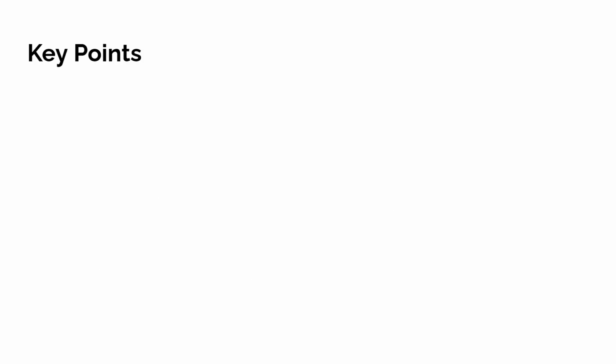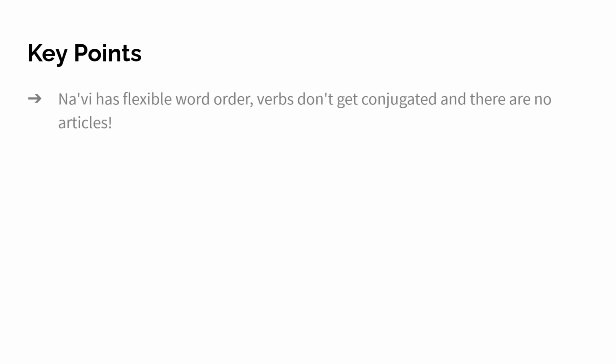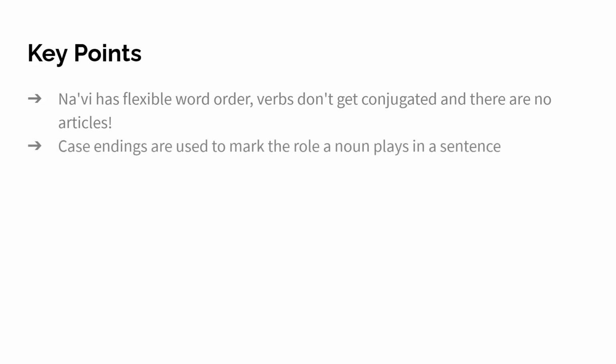So, what are the key points of this lesson? First, Na'vi has flexible word order, verbs don't get conjugated, and there are no articles. So these are basically the base differences between Na'vi and English if we look at simple sentences. Second, case endings are used to mark the role a noun plays in a sentence. So for example, who is doing something and who is something done to. Subject and direct object. These are the ones we learned today, but there are a few more.